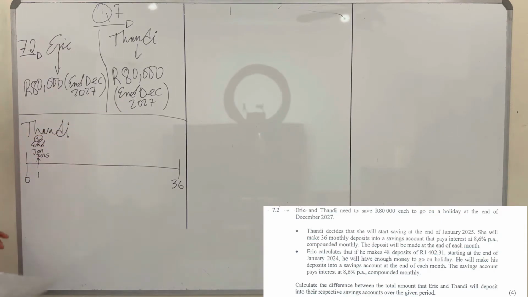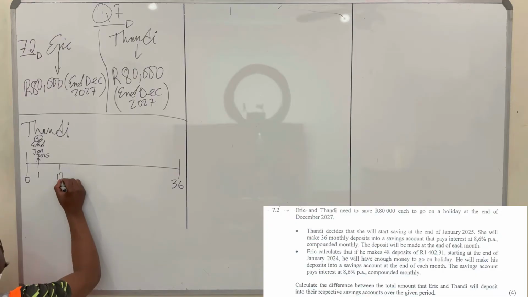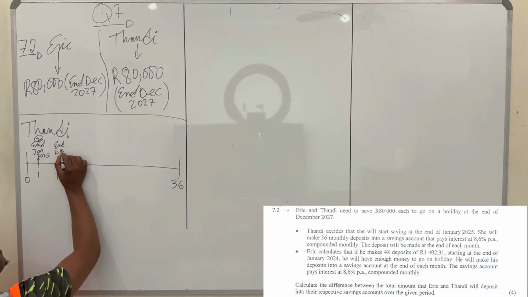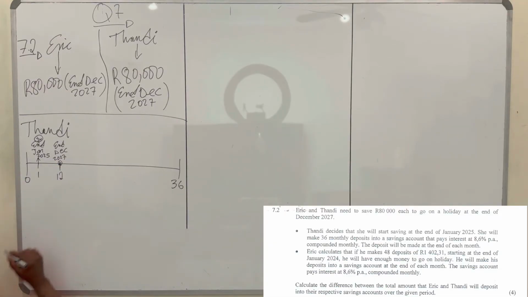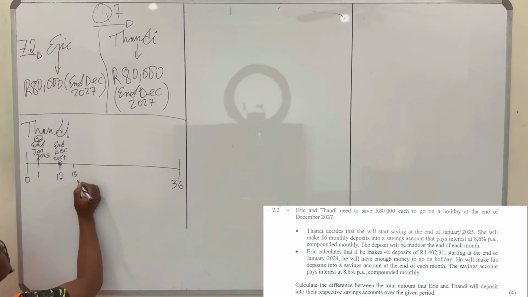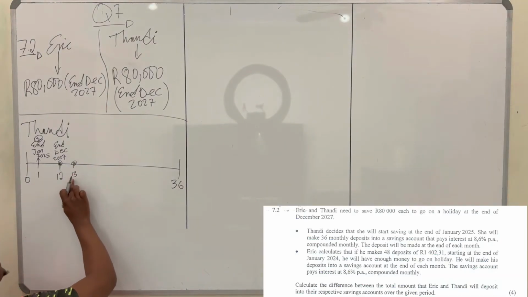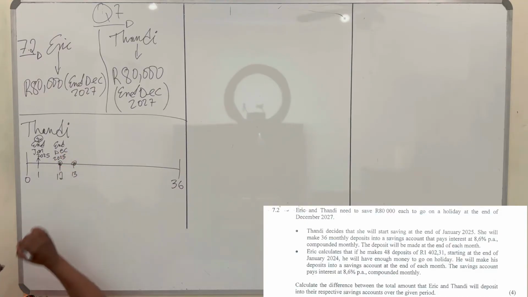So look, Tandy starts here by making the first deposit. Then, end of December the same year, which is the 12th deposit. The 12th deposit will be at the end of December 2025. This is where the 12th deposit will be sitting. And then the 13th deposit may be here. When will this deposit be made? This 13th deposit here will be made in January. Oh, sorry, this should be end of December 2025, not 2027.